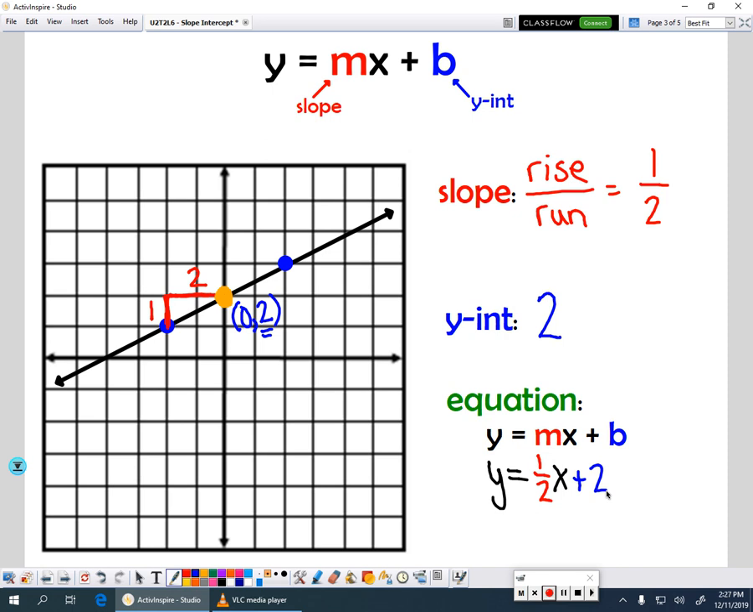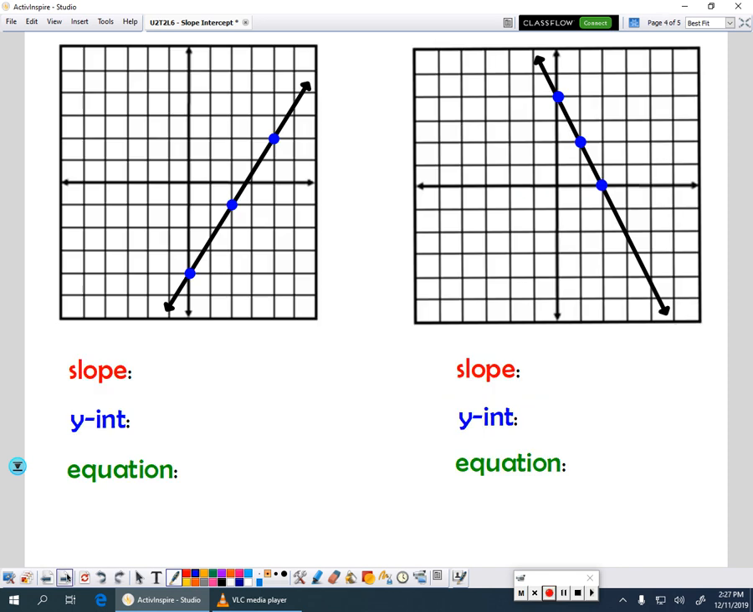Okay, we'll do one more, and then I'm going to move on to another concept with you. So look at this graph on the left. Again, first thing to do is identify your slope. From point to point, you're going to look for your rise and your run. We have a rise of 3 and a run of 2. So my slope is 3 over 2.